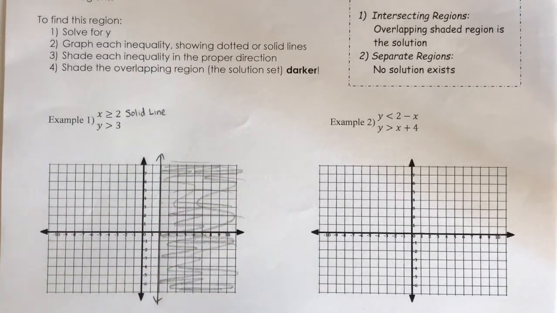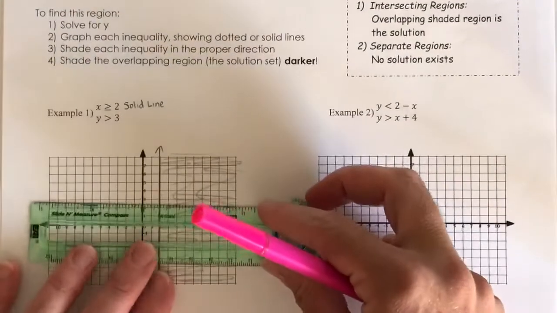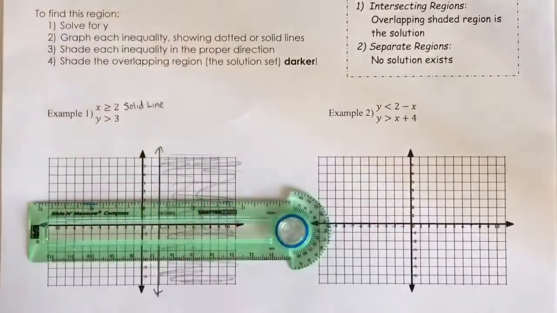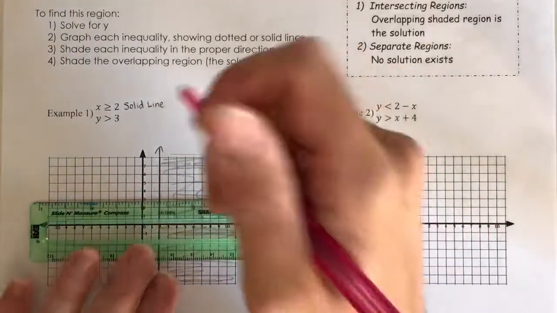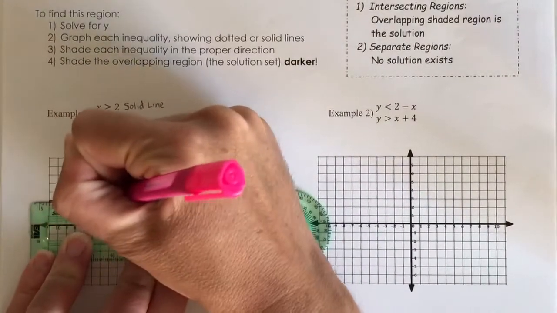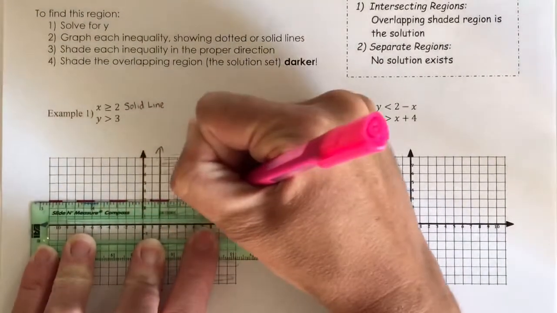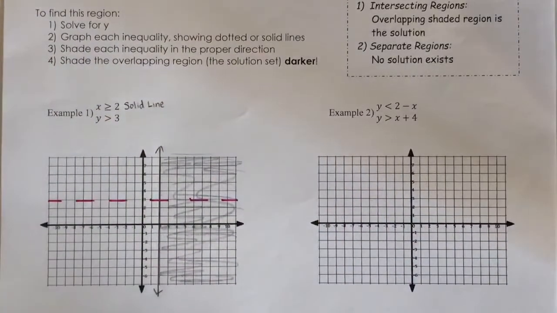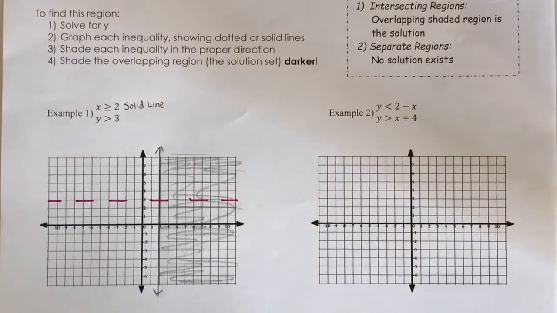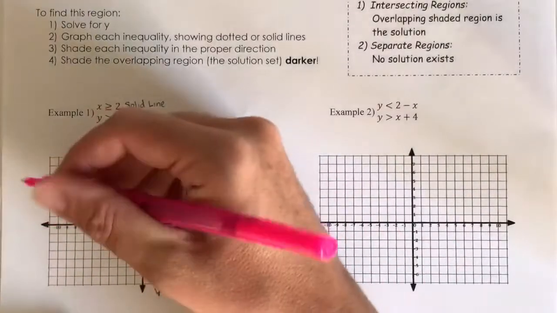Okay, so what about y is greater than 3? For this one, we're only going to go through the y-axis, which means we're going to have a horizontal line. And because it's a greater than, you are going to have a dashed line because the line is not part of the solution. So I go through the y-axis at 3. I'm a dashed line because my line is not part of the solution. And so which way am I going to shade? Well, because you want everything greater than 3, you're going to shade above the line.